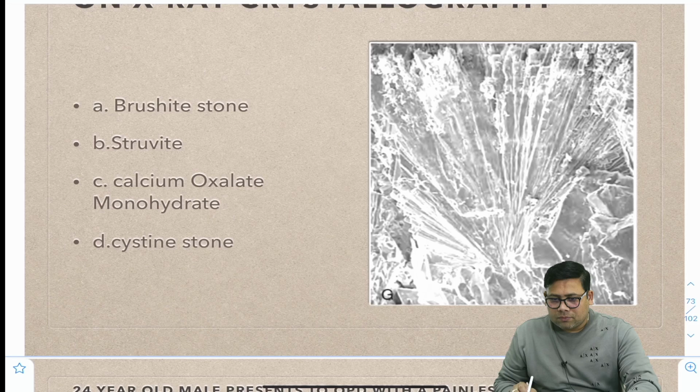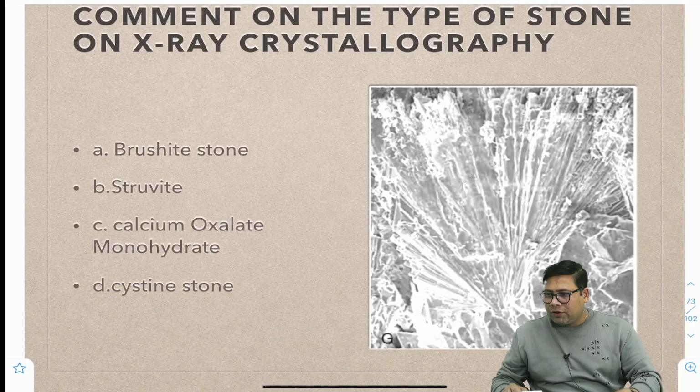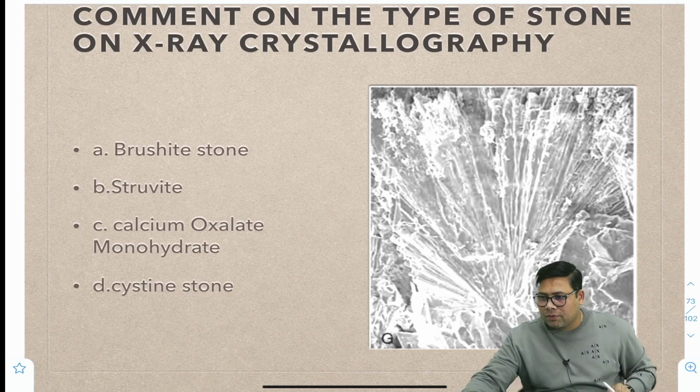So when we talk about commenting on the type of stone on X-ray crystallography, if you see a classical shape, is the video okay? So what are you seeing? The classical shape here is, you can see, prismatic.